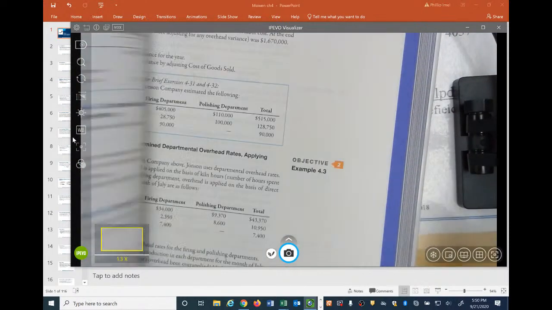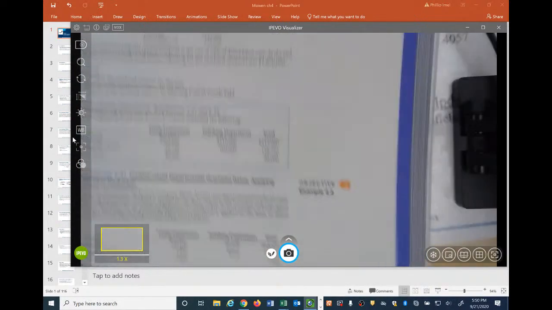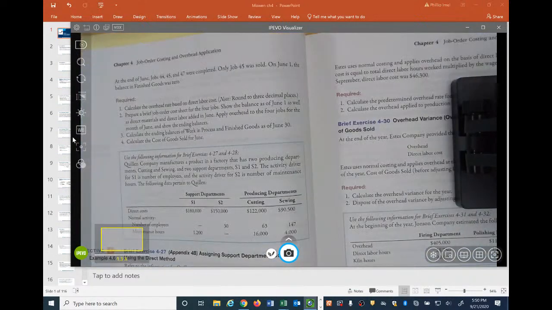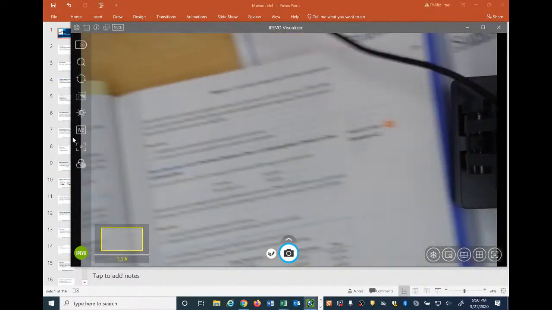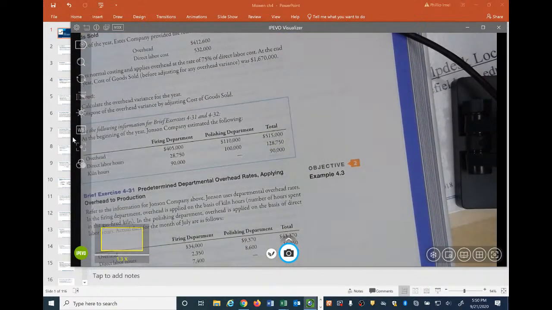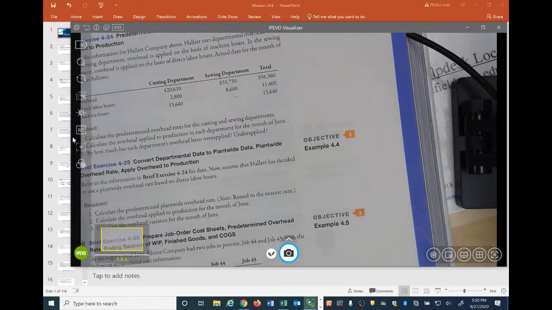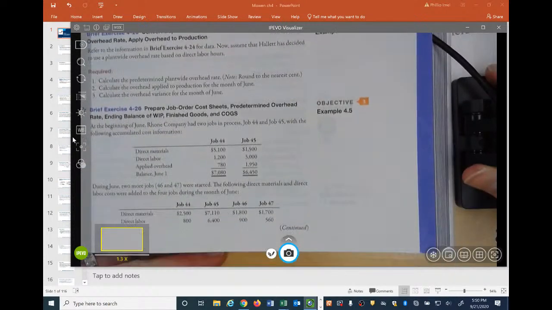Sorry, just bear with me here. I know this thing is annoying. So it says prepare a brief job order cost sheet for the 4 jobs. Show the balance as of June 1, as well as direct materials and direct labor added in June. Apply overhead to the 4 jobs for the month of June and show the ending balances. And I'll go back here to this other page. And there's the data again.